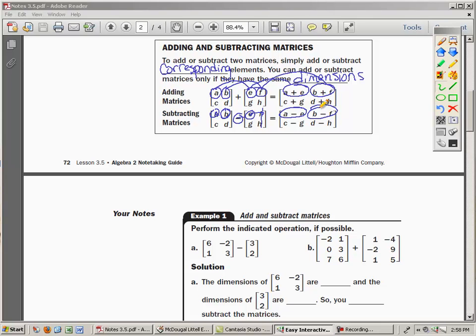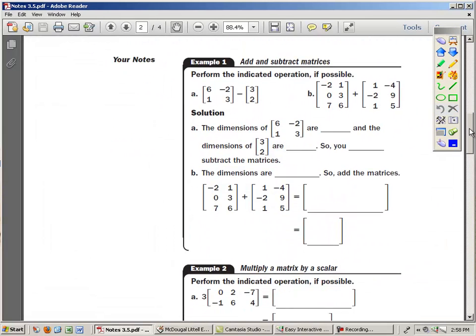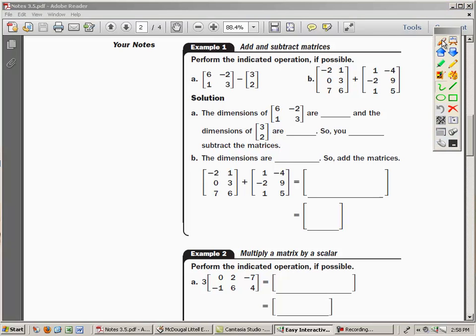First row, second column is B take away F. All right, so let's give this a shot. Let's try a couple of examples here. At the top of the next page, we want to add and subtract matrices. Looking at letter A, we're going to subtract these 2. Right off the bat you can see that this is not possible, because I can do 6 take away 3, but I can't do negative 2 take away, there's nothing here. If I want to subtract these 2, these both have to be 2 by 2 matrices. If they're not, we can't subtract them.